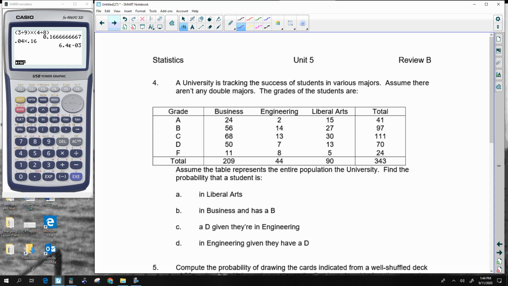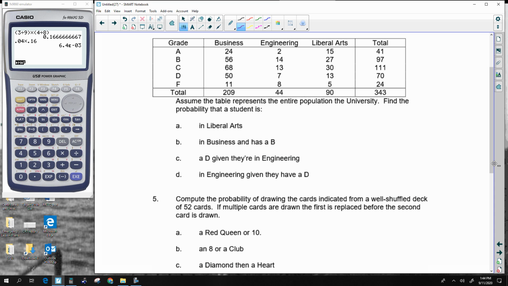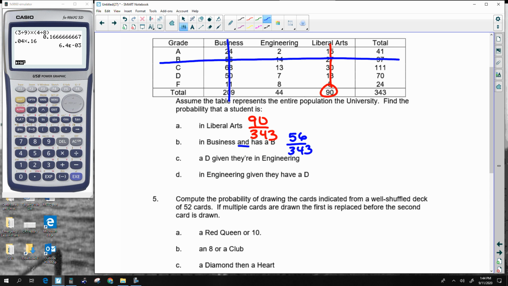Next, we have table problems. Table problems are easy peasy lemon squeezy. All right, so we got liberal arts, 90. We have and, so business and B, 56. Next, we have given. So the second piece is engineering. So engineering is 44. Intersection is the numerator. That intersects with D at 7.